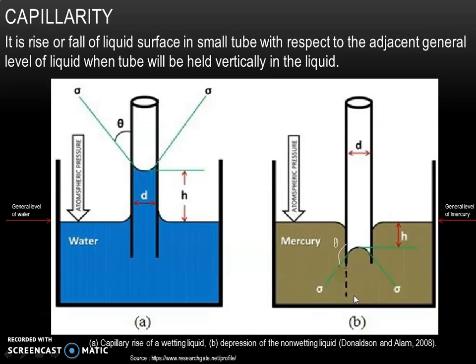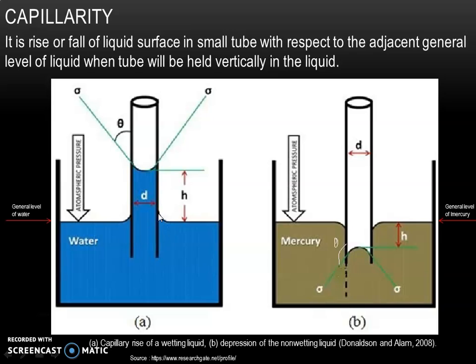And here there is a container in which there is mercury. This is the general level of mercury, and atmospheric pressure acts on the surface of mercury as this container is also open to atmosphere. There is a glass tube of diameter d which is inserted into mercury, due to which there is fall of level of mercury from the general level up to a height of h. Sigma is the surface tension which acts at an angle theta from the vertical axis of the glass tube.